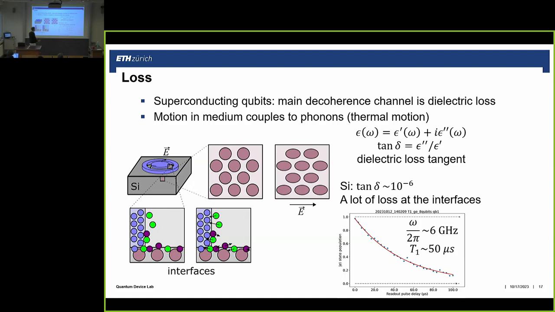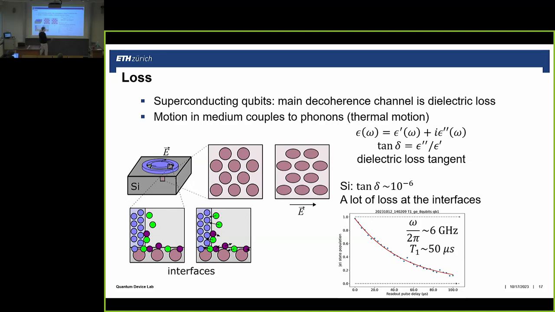And for different materials, it's different. Like the silicon is actually pretty good. Vacuum is perfect. Like, dielectric loss tangent is just zero. But like the silicon is pretty good. But the interfaces between the silicon, so if you look at and zoom in here, right, where you have this electrode, this thin film, it's not actually super thin, there's a lot of atoms there, and then there's also on the interface, there's oxides, there's a lot of stuff, hydrogen, and all that stuff also couples to electric fields. And it's super lossy, and that is actually the main source of decoherence for these type of qubits.